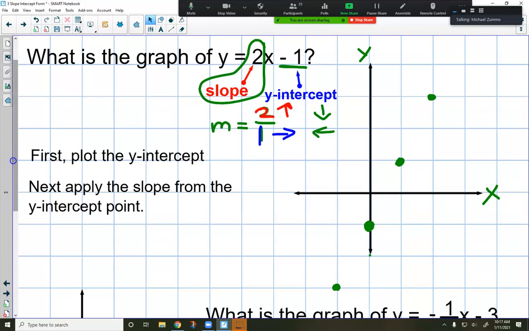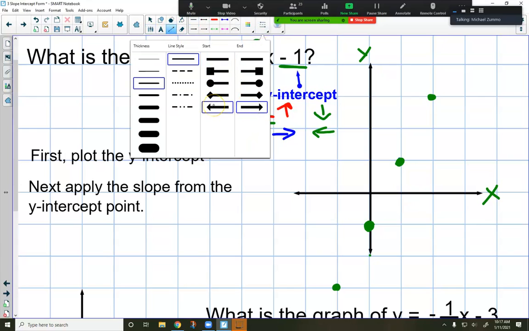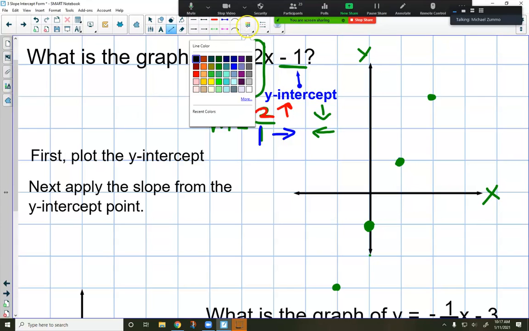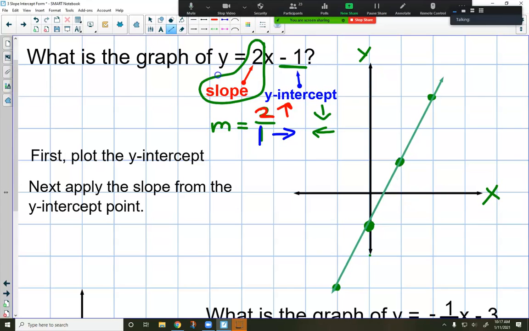I'm now going to draw a line through all those points. I'm going to make sure it has an arrow at each end because that line is infinitely going on through those points. I'm going to adjust this line real quick. Perfect. And as you can see, there is my line. Okay? This line matches up with the equation.